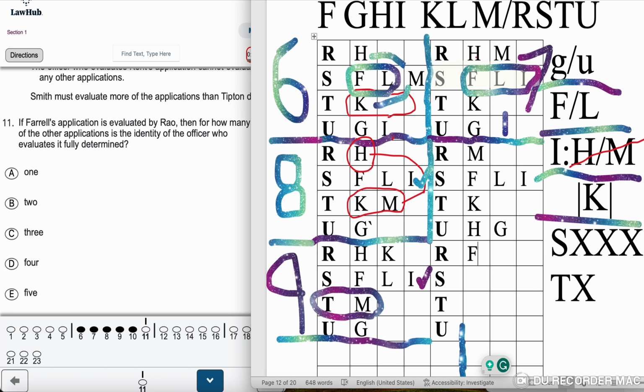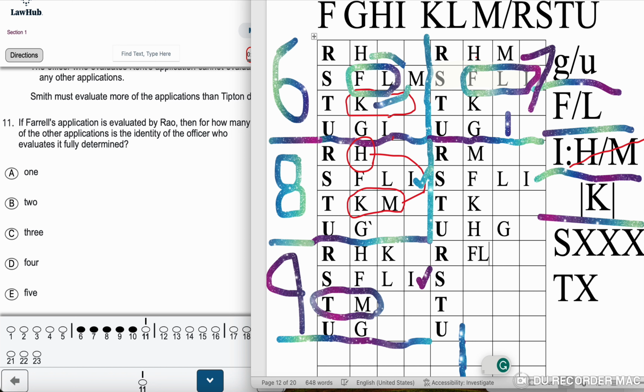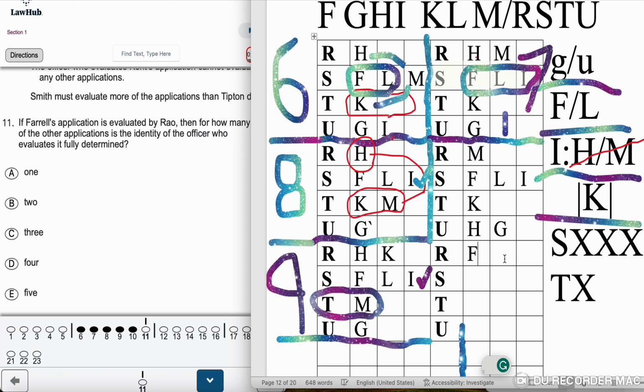F and L have to be together. And with that being said, U has to be with G. From our understanding, K can be by itself. And I is not allowed to be in the same position as the H and M. So I'm gonna put I, and with I can't put it with H and O.